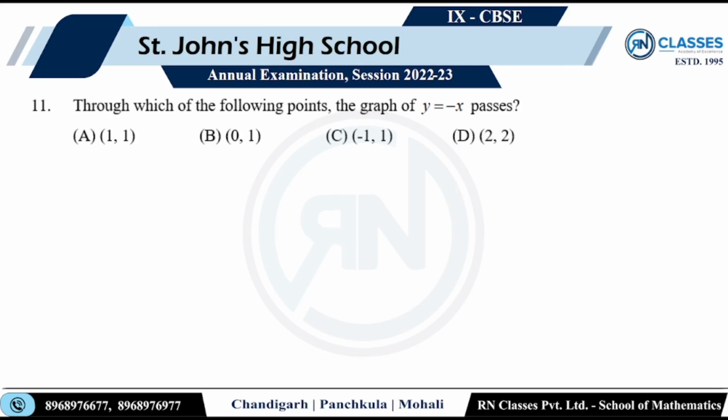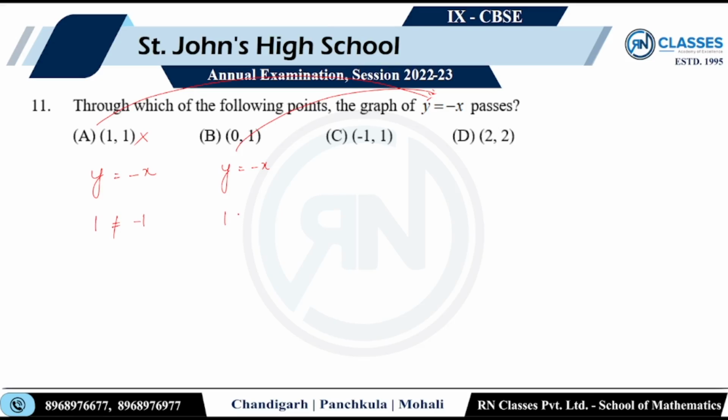Through which of the following points the graph y is equal to -x passes? मतलब कि हर एक पॉइंट को चेक करना पड़ेगा कौन सा पॉइंट सेटिस्फाई कर जाए इसको. So let's check the first one. Y is equal to -x. इसके अंदर 1,1 पुट किया. Y की जगह 1, x की जगह 1. यहां पे माइनस आ गया. क्या ये दोनों इक्वल हैं? एब्सोल्युटली नॉट. सो सेटिस्फाई नहीं करता.